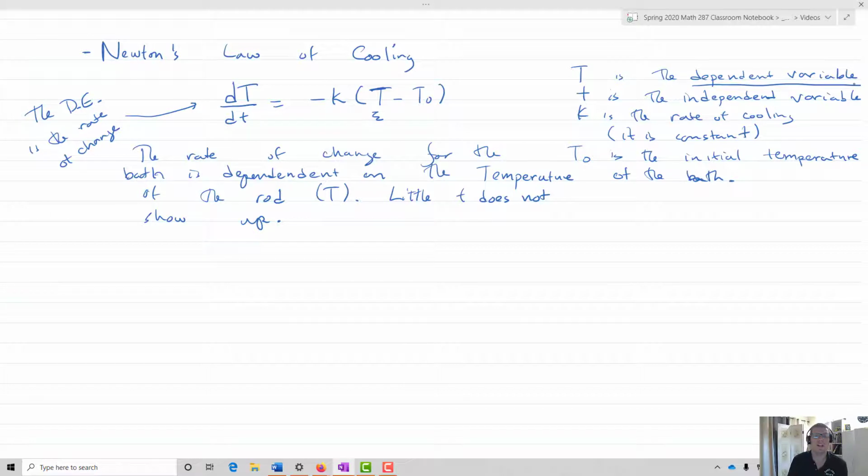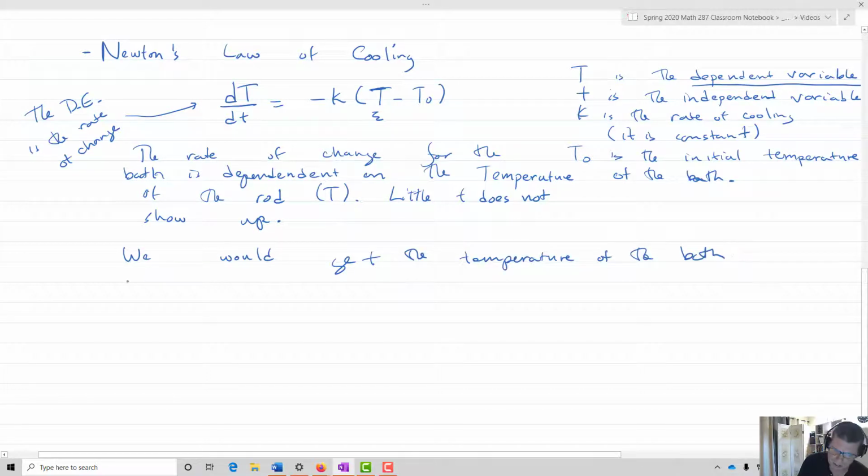In general, if we were using this, we would need the temperature of the bath, which we'll call T naught, and the rate of cooling, k, or we may have to go out and solve for the rate of cooling, depending.